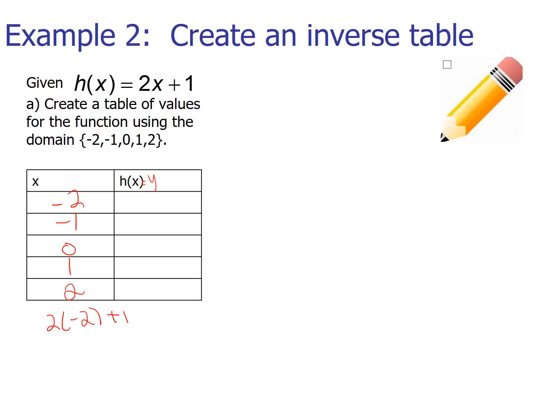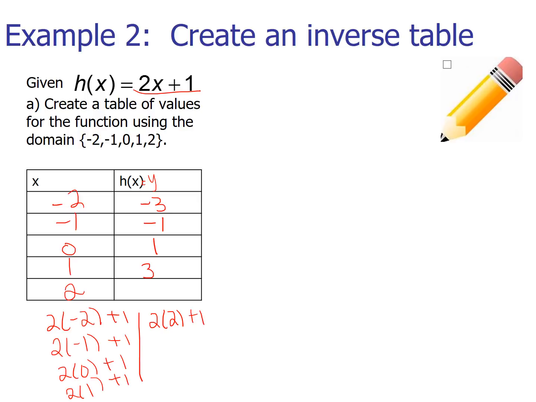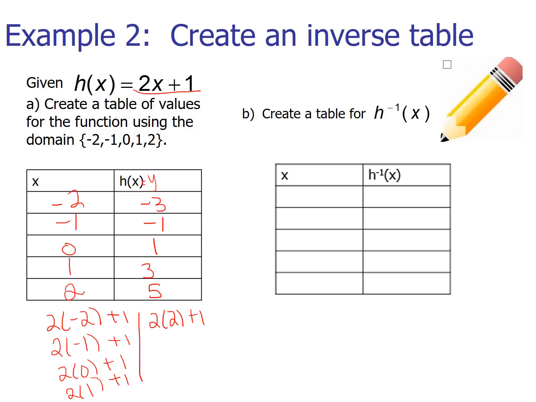Negative 2 times 2 is negative 4, plus 1 is negative 3. Now we're plugging negative 1 into this function. So we have 2 times negative 1 plus 1. 2 times negative 1 is negative 2, plus 1 is negative 1. Now if we plug in 2 times 0 plus 1, 2 times 0 is 0, plus 1 is 1. 2 times 1 plus 1 would be 2 plus 1, which is 3. And last but not least, we have 2 times 2 plus 1. 2 times 2 is 4, plus 1 is 5. So that is my table for the original function h of x.